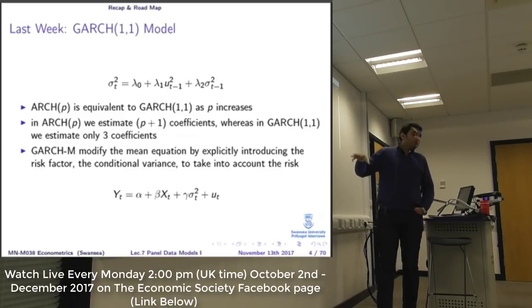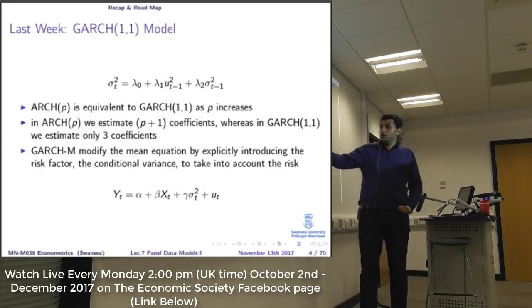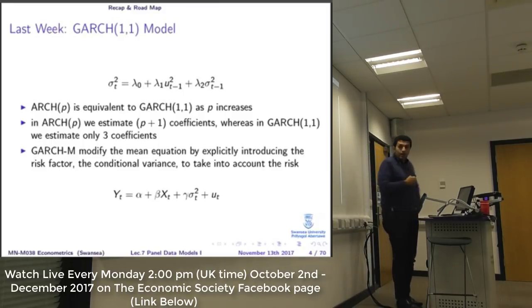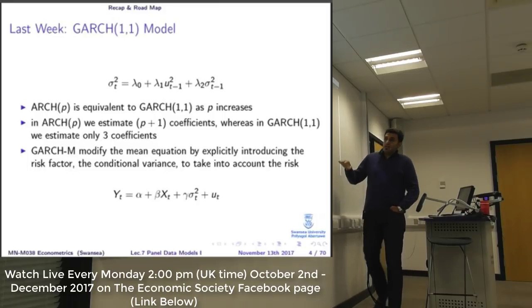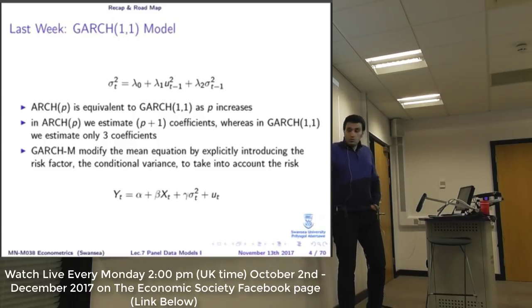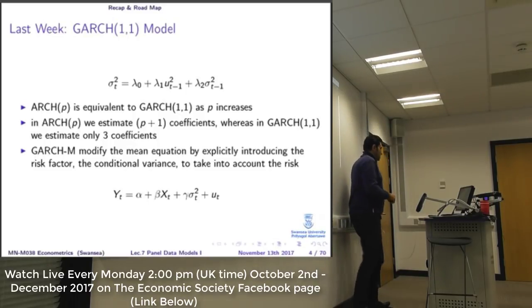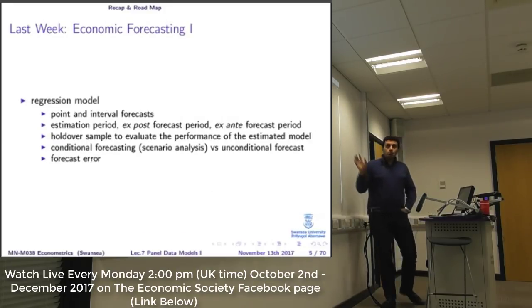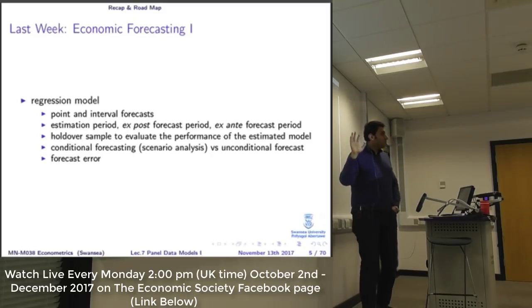We also showed that the GARCH model can be extended to GARCH-M, where we modify the mean equation by explicitly including the conditional variance in the mean equation as a measure of risk. So we include the risk factor in the mean equation. So that was the first part of the lecture. Then we moved to discuss economic forecasting.